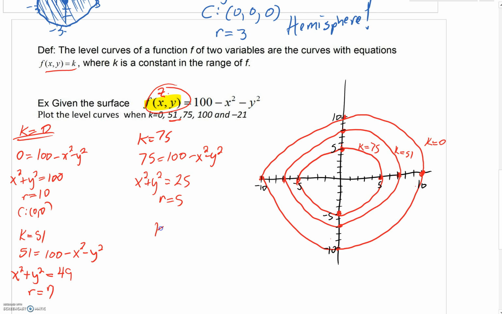What about k equals 100? Well, at k equals 100, we have 100 equals 100 minus x squared minus y squared. We're going to add an x squared plus y squared to both sides, subtract 100. This is a degenerate circle. In other words, your radius is 0. You're right here at the middle there. So, that's what you'd get.